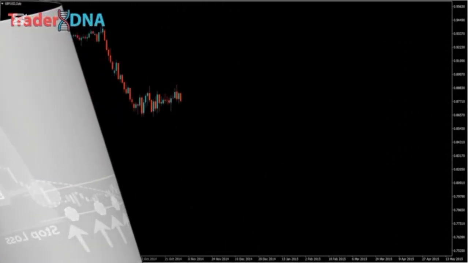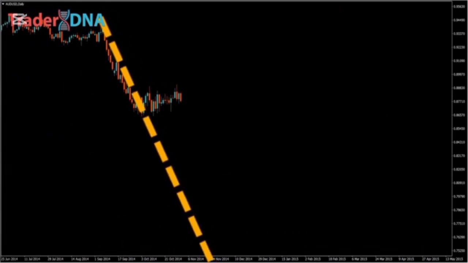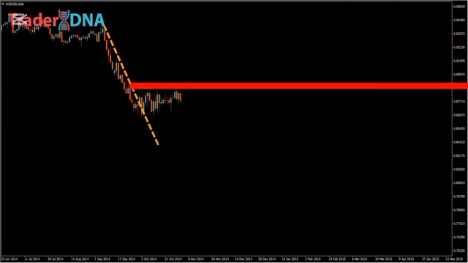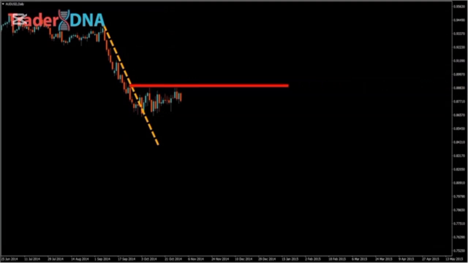Spotting a high probability sell setup. Take a look at this chart. The price breaks above the downward trend line, but here's the key: it doesn't keep going up. Instead, it stalls and moves sideways. And that right there is a major warning sign. It tells us that the bearish momentum is still strong. The buyers simply don't have enough power to push the price higher, meaning the sellers are still in control.